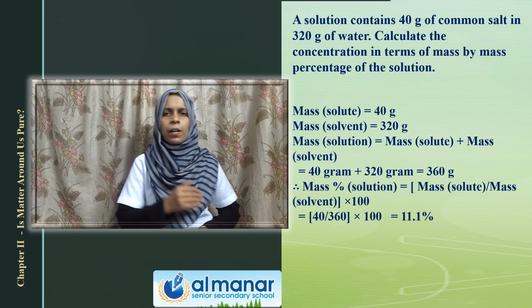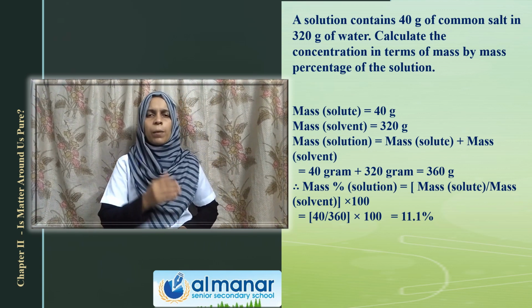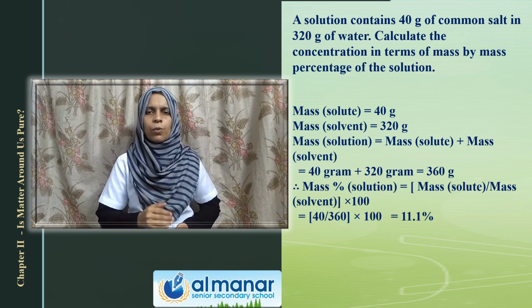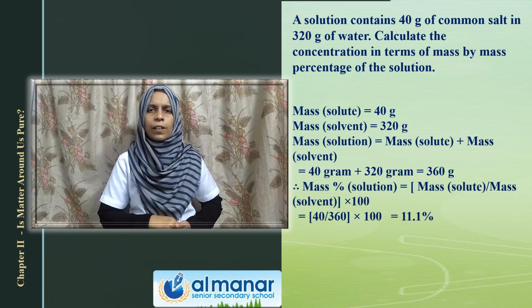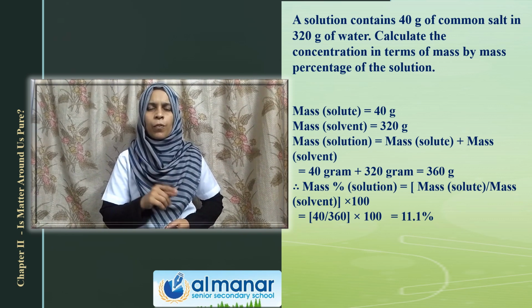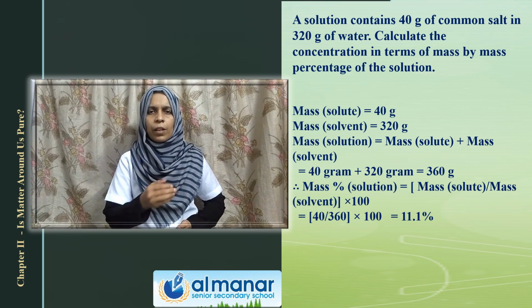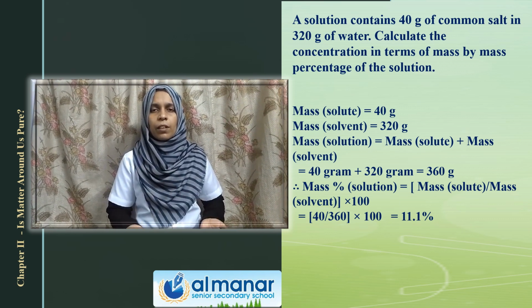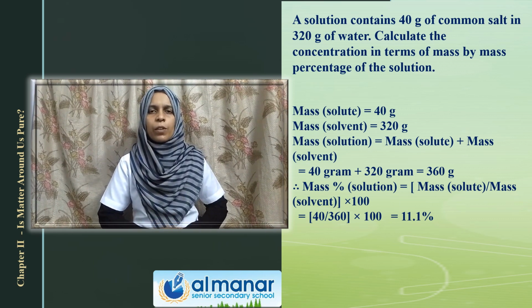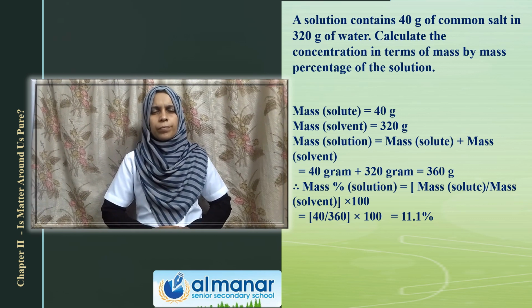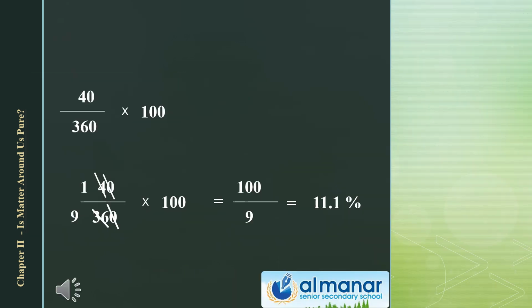Now write the equation. Mass by mass percentage is equal to mass of solute divided by mass of solution into 100. 40 by 360 into 100. Zeros we can cancel, and 400 by 36 will come. You know the division, right? So when we divide, you will get the answer as 11.1 percentage. I know you know the division, but for my satisfaction, I am explaining how to divide.